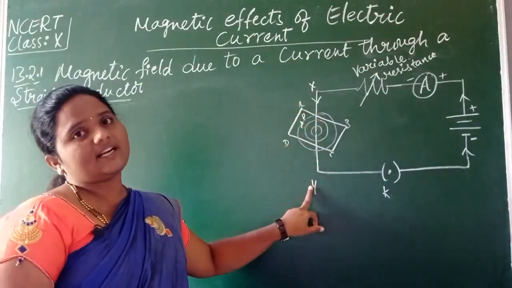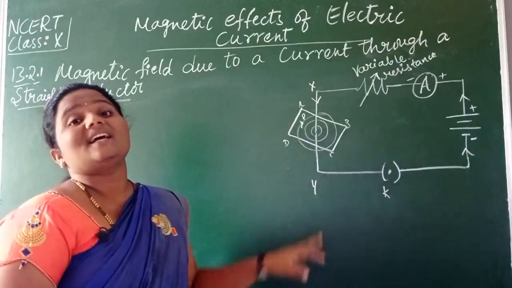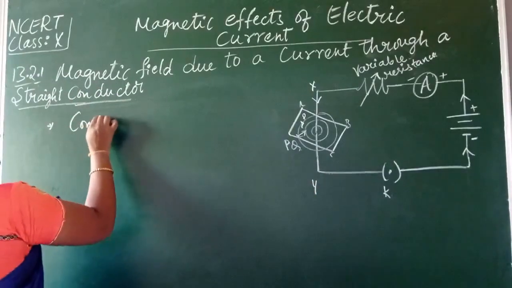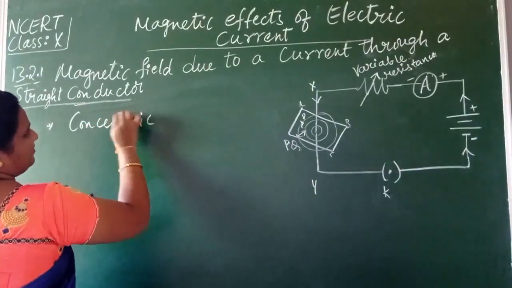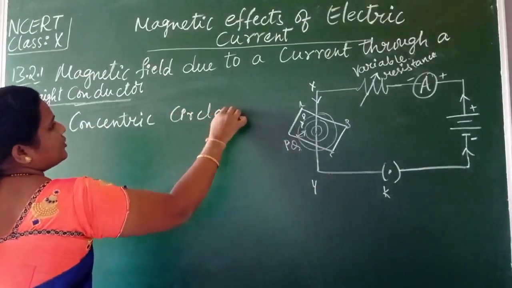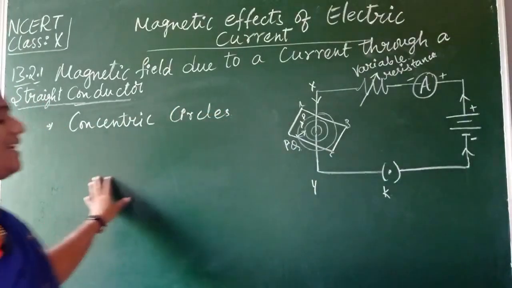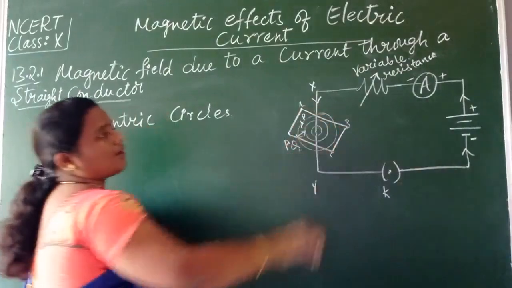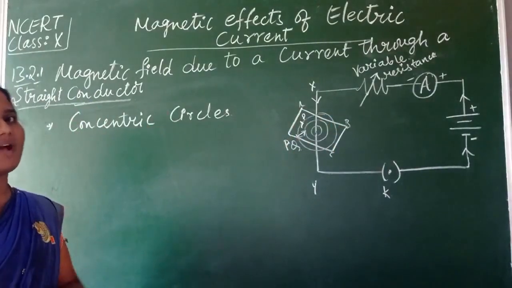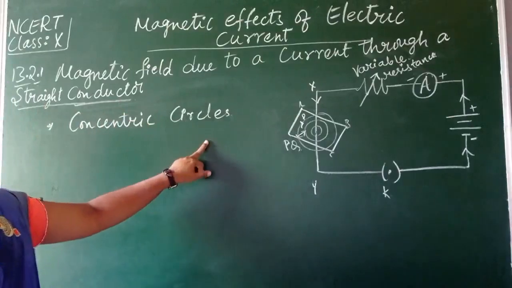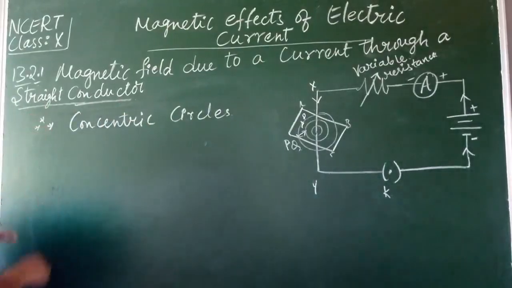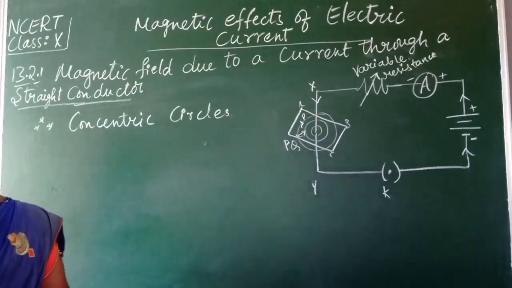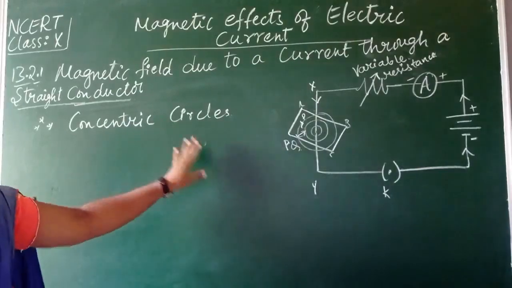if the conductor is taken as a straight wire, then the pattern of the magnetic field is what, children? Concentric circles. So, children, what is the pattern of a magnetic field in case of a straight conductor? Concentric circles. This is very important, children. In a 1 mark question, you may get: what is the pattern of a magnetic field in case of a straight conductor? Then you have to answer concentric circles.